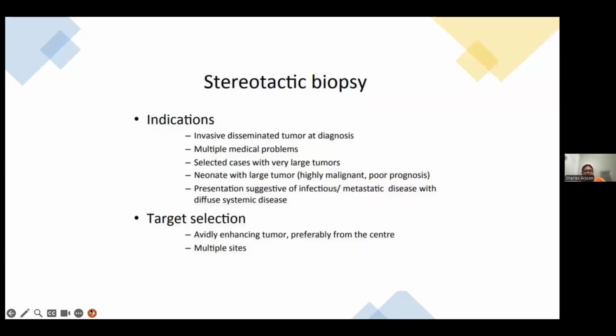So, what are the indications for stereotactic biopsies? Again, I would reiterate: invasive disseminated tumor at diagnosis, where the patient has multiple medical conditions or comorbidities, selected cases with very large tumors, neonates with large tumors, which can be highly malignant and associated with a poor prognosis, and presentation suggestive of infectious or metastatic disease with diffuse systemic disease. And the target selection would be avidly enhancing tumor, preferably from the center and multiple sites.